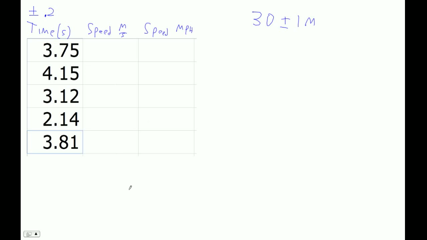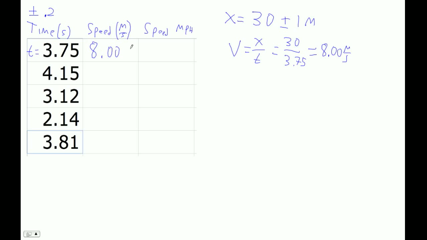Now the first thing we're going to do is just use the formula. Velocity is distance over time, right? So here 30 meters is our distance, that's x, and this is our time. So I'm going to go 30 meters divided by 3.75 seconds. 30 divided by 3.75, and as luck would have it, that is exactly 8. I'm going to say 8.00 meters per second. So I'll put that in here, 8.00. And I don't need to label all the units because I've labeled the column header there.